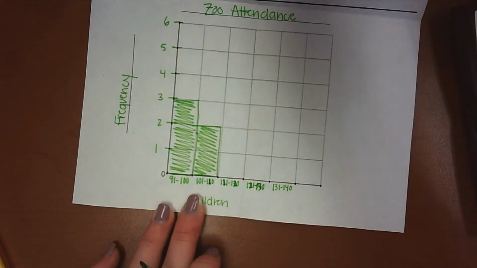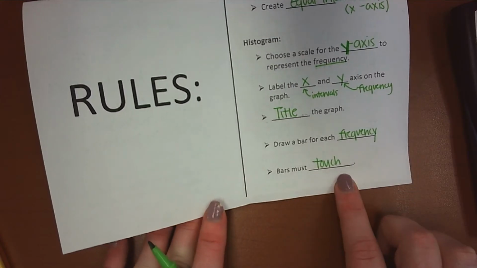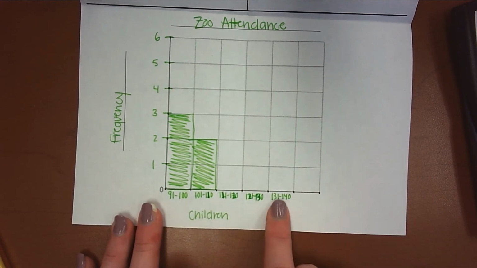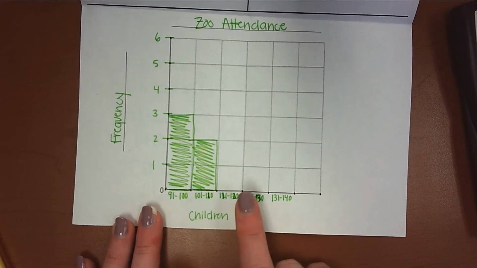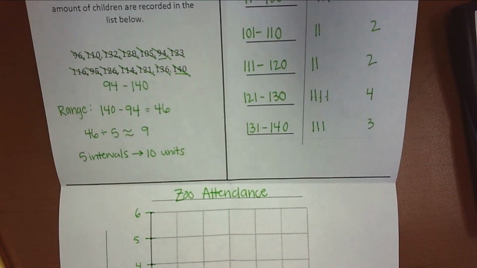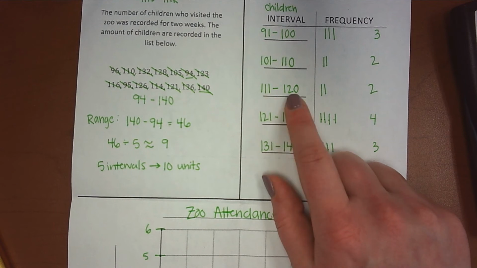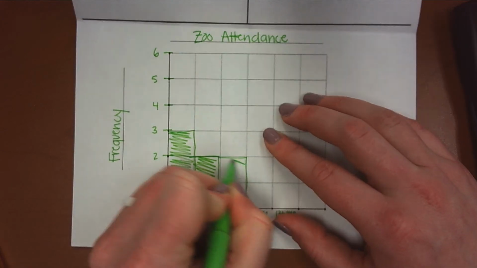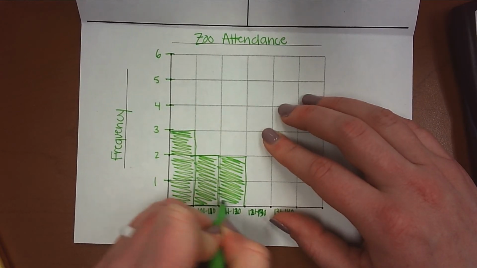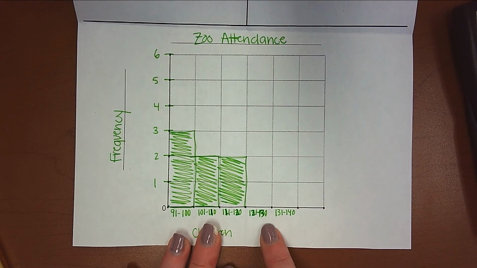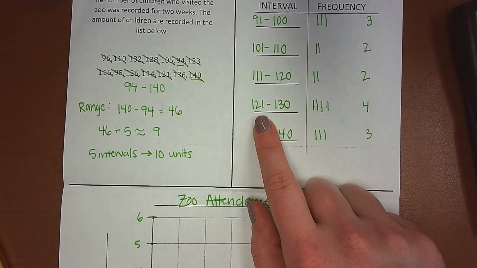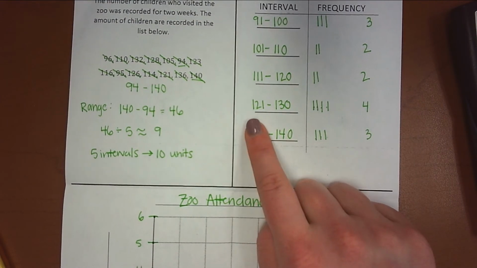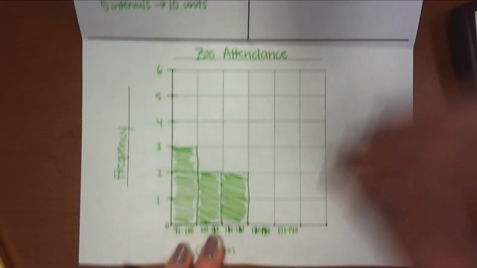Remember that our bars are going to touch in a histogram. So if you go back to your rules, bars must touch. This is the difference between a histogram and a bar graph. Histograms have intervals and their bars touch. So then 111 to 120, up here in my frequency table, 111 to 120 had a frequency of 2. So I'll graph another bar of 2 here. Bars are touching. 121 to 130, when I look at my frequency table, 121 to 130 had a frequency of 4. There were 4 days where 121 through 130 students came through.